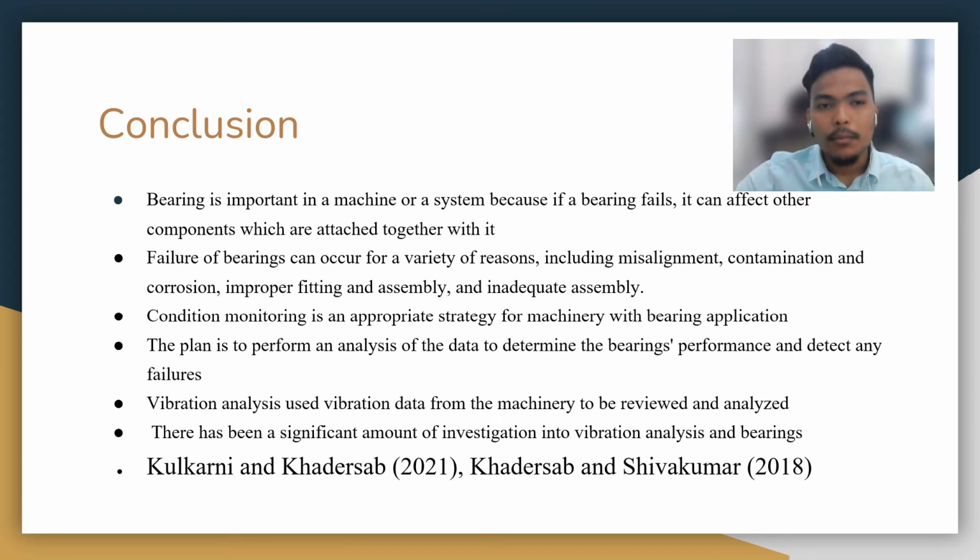To summarize, bearings play an extremely significant part in today's industries. They are used in many rotating machinery and systems. Because of this, it is essential to be aware of the state the bearing is in so that any potential losses can be avoided. If a bearing fails, it can affect other components attached to the bearing. These components include the shaft, the rotor, and even the electrical motor. Failure of the bearing can occur for various reasons, including misalignment, contamination, corrosion, improper fitting and assembly, and inadequate assembly.